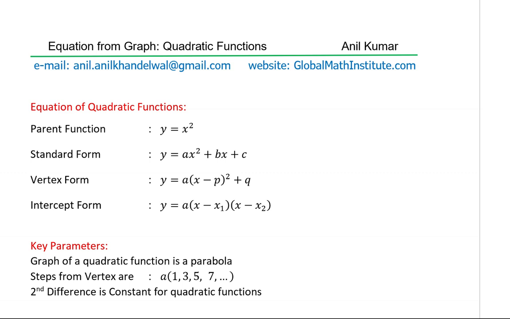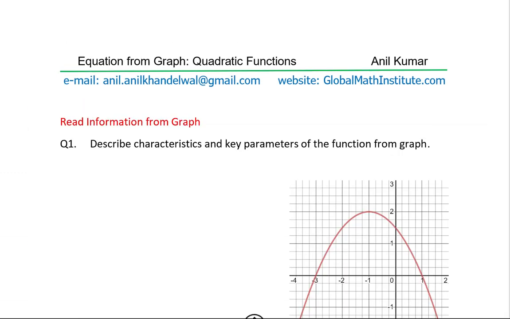Now let's take up characteristics of quadratic functions. In question number 1, we'll try to read the information from the graph. Here is a graph given to you. We need to describe the characteristics and key parameters of the function from the graph. So to find the characteristics, let's identify a few important points.